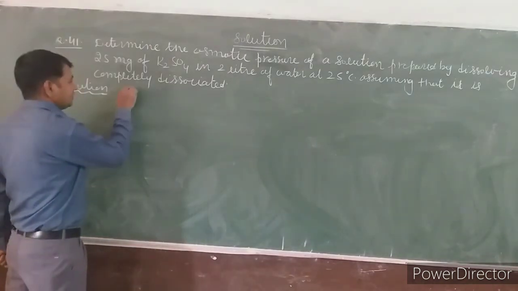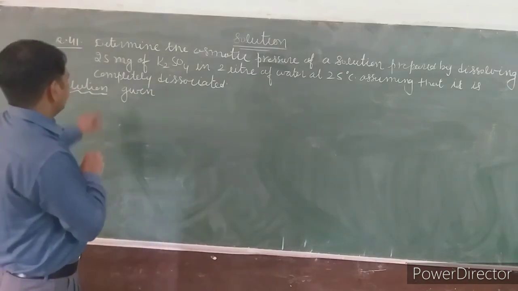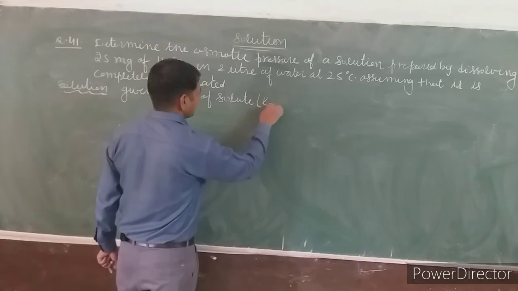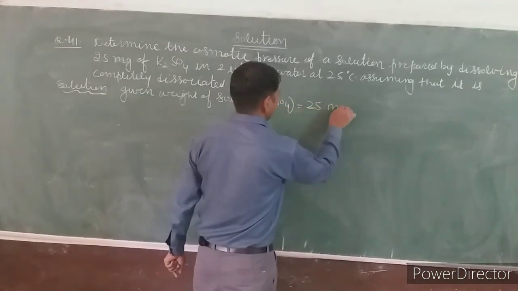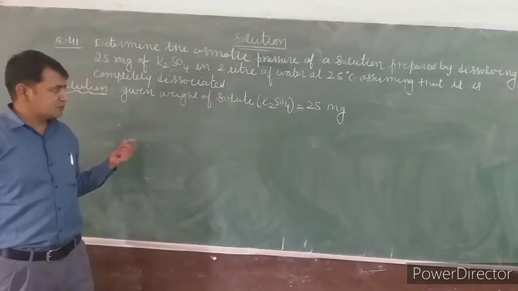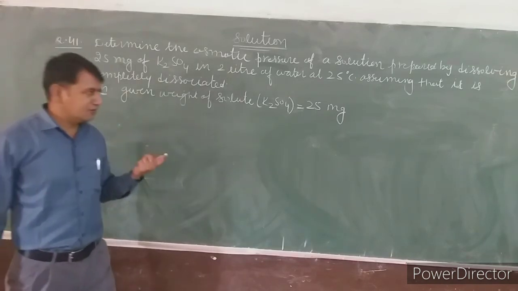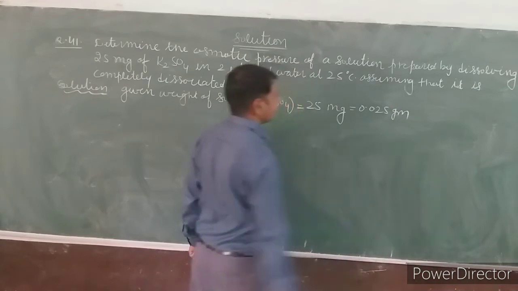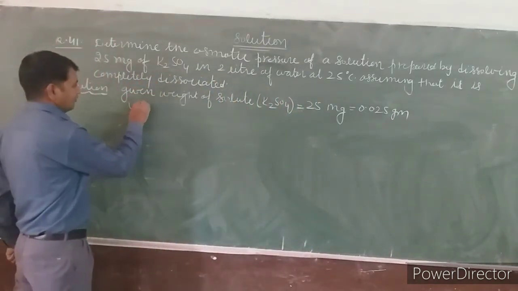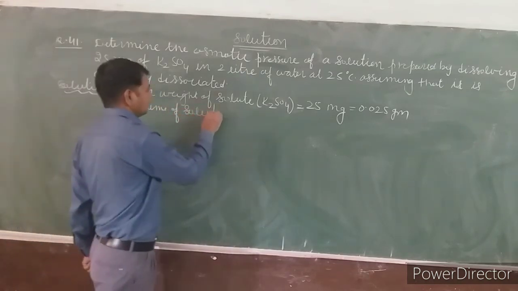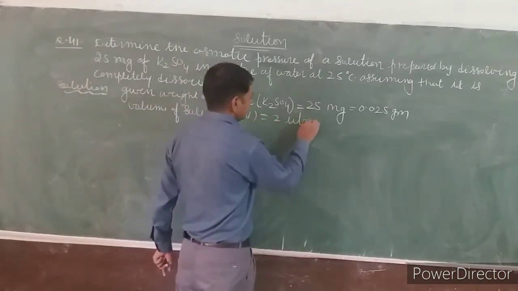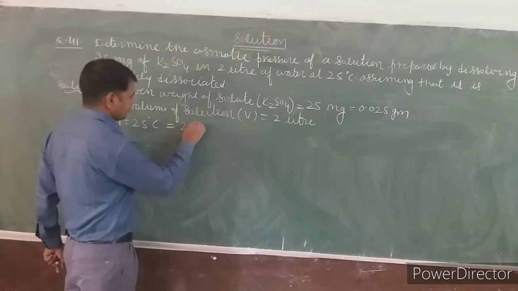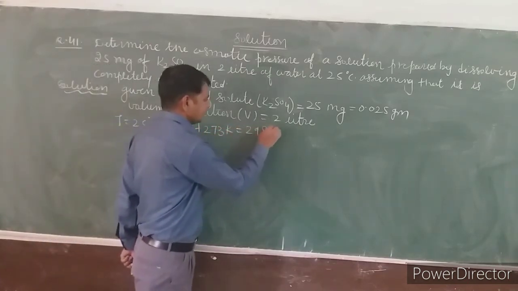First, as usual, what has been given? The weight of solute, which is potassium sulfate, is 25 milligram. It is not magnesium. When the weight of solute is given in milligram, first you have to change it into grams. You know very well, 1 gram is equal to 1000 milligram. So this value will become 0.025 gram. In 2 liter of water, volume of solution, that is V, is 2 liter. Temperature 25 degrees Celsius, again convert into Kelvin: 25 plus 273 equals 298 Kelvin.